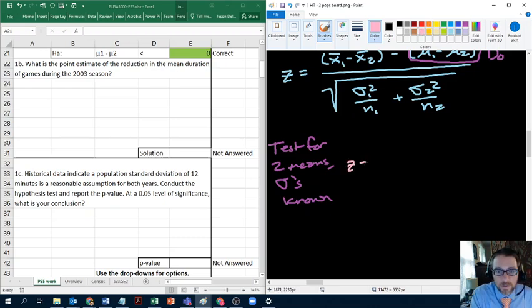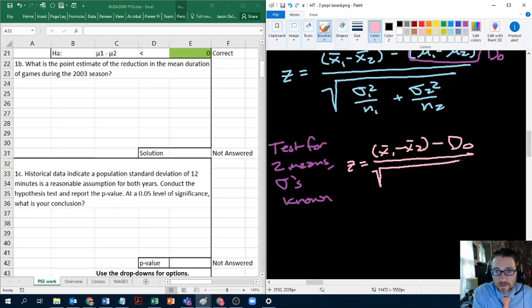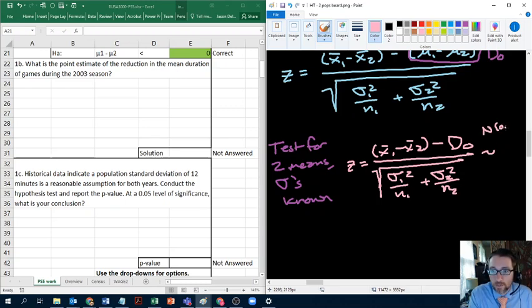Z equals x bar 1 minus x bar 2 minus d0. Again, that 0 means it comes from the null, divided by the square root of sigma 1 squared over n1 plus sigma 2 squared over n2. And under the null, this has a standard normal distribution. It's normal 1, 0 if H0 is true.